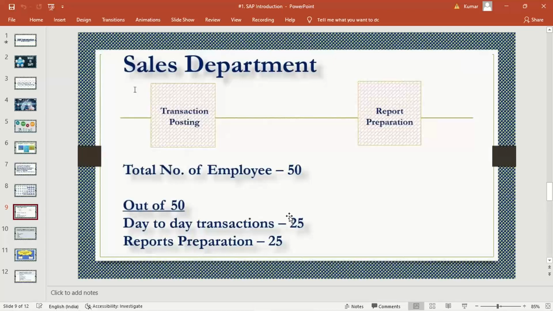A pretty simple example, guys: calculators we use nowadays. If you type 2 plus 2, that is treated as an input, and the output is given by the calculator automatically. Similarly, whatever transactions are posted are treated as input by SAP, and the output is given by SAP directly in the form of reports. There are various reports, which you will come to know one by one, slowly, later.